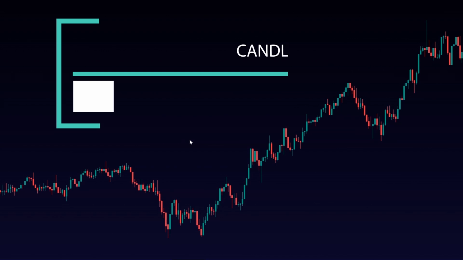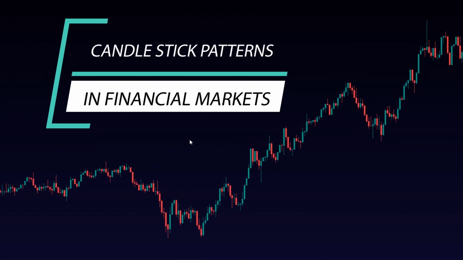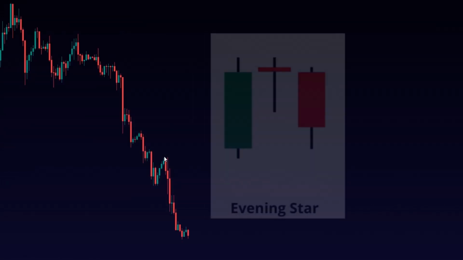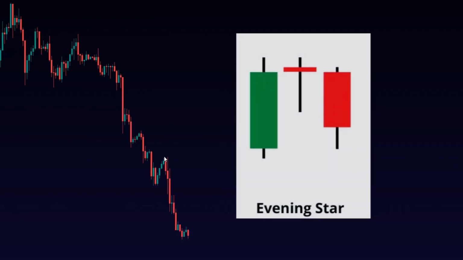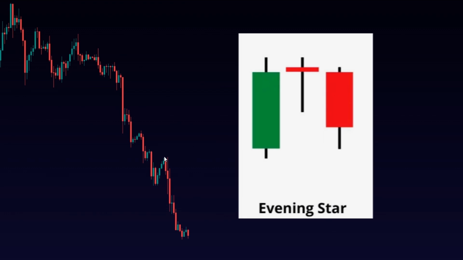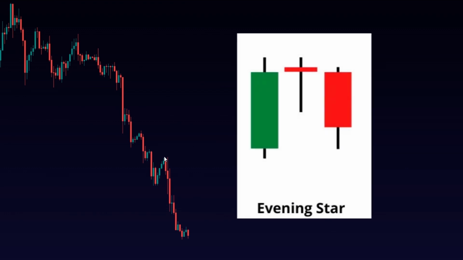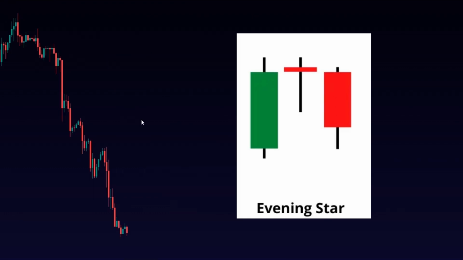So let's start. Candlestick patterns in financial markets. The evening star candlestick pattern forms at the end of an uptrend and indicates the beginning of a downtrend. This pattern consists of 3 candles in the following sequence: a large bullish candle, a candle with a short body, a bearish candle. With the formation of the evening star candlestick pattern, it is expected that the stock price will change direction and become bearish.